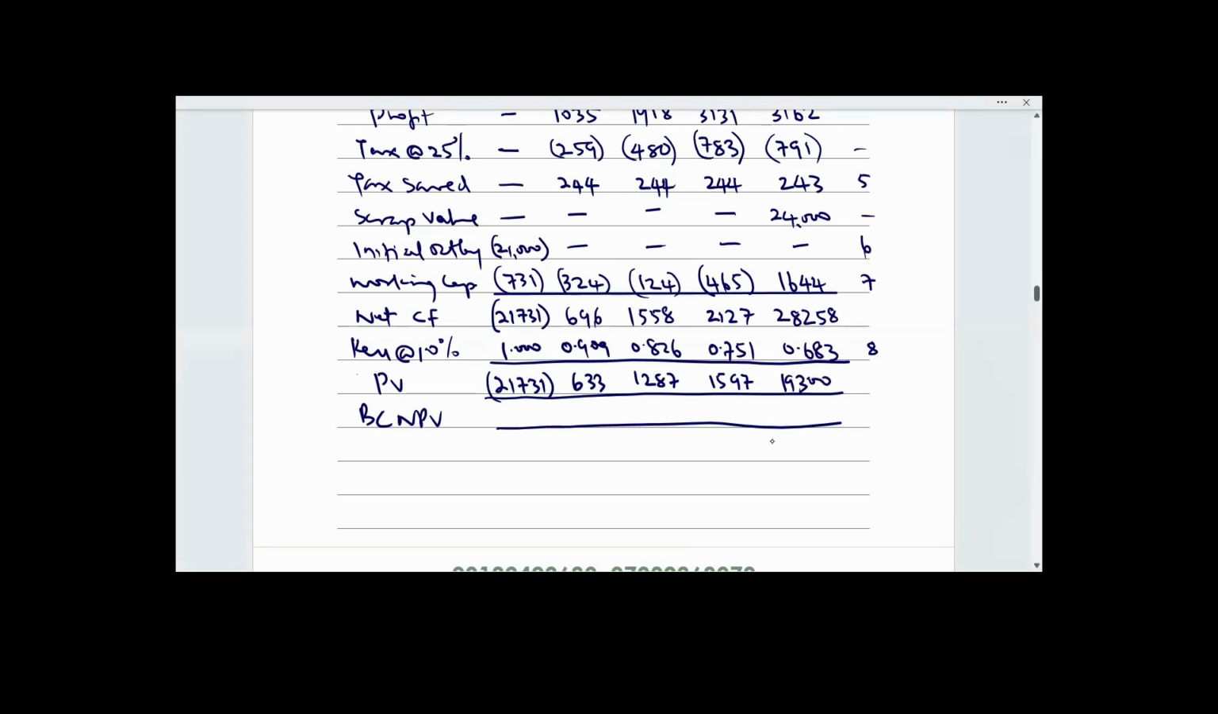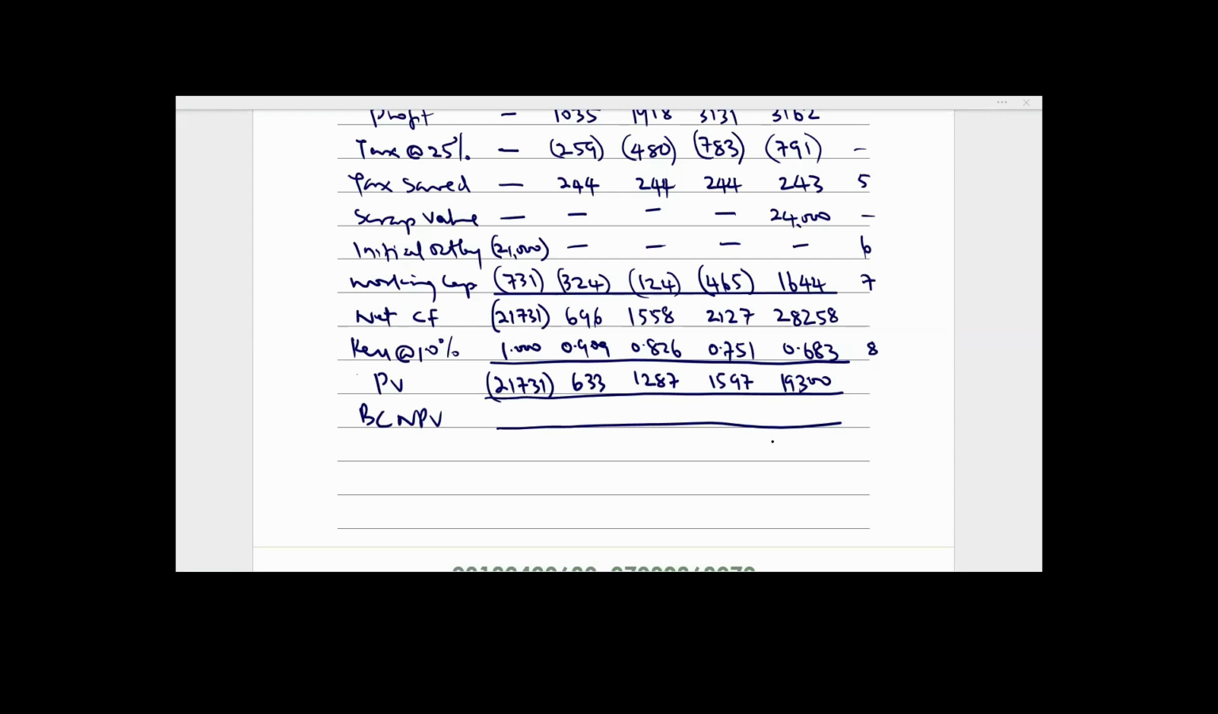Therefore, base case NPV is equal to 193 plus 1,597 plus 1,287 plus 633 minus 21,731 equals 1,086. Okay, equals 1,086.